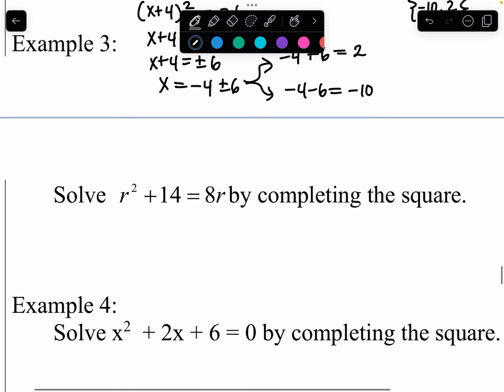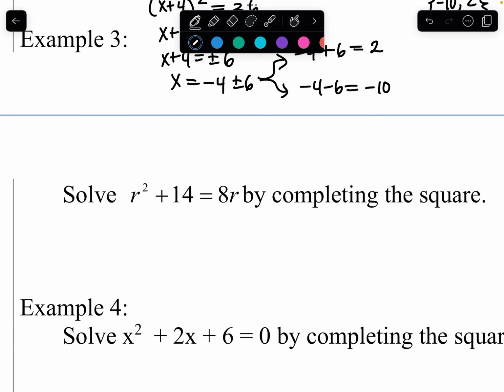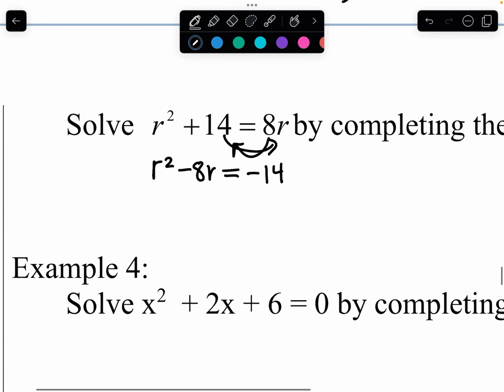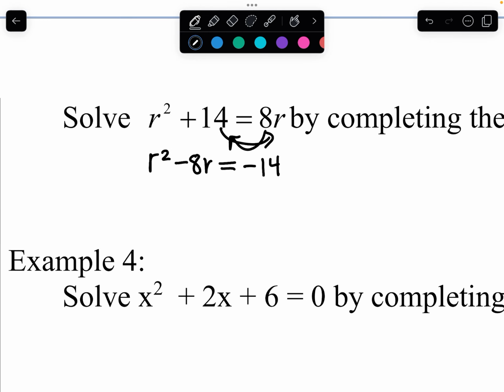Okay, on this next one, we're not set up yet. We need to get the 8r over here, so it would be r squared minus 8r. And then we need the constant to the other side, so that would be negative 14 once we move it over. This is the only form where we set it equal to the constant instead of 0.